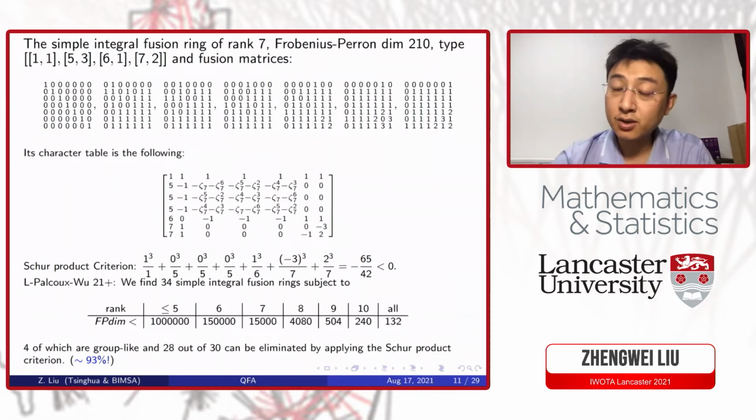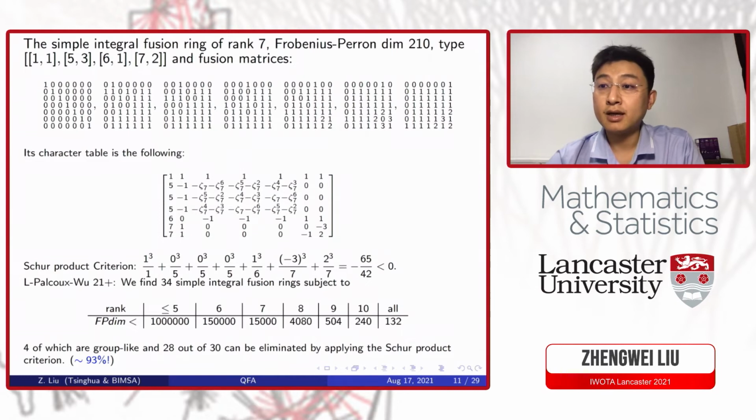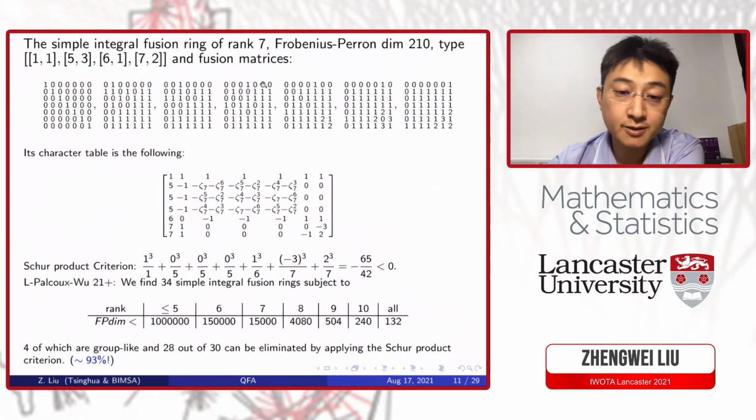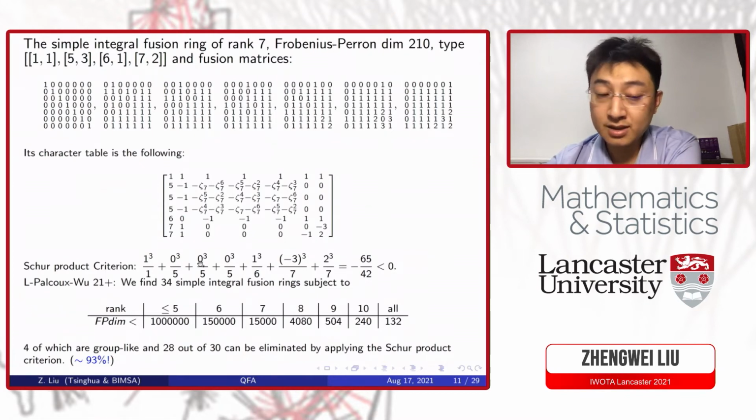And actually, this single example has been open for several years. It passed all previous known number theoretic obstructions, algebraic obstructions. And it has been challenging to solve those polynomial equations. But now we have a new way to get a new analytic obstruction to rule out this example from categorification. And actually, this is not the only example. Just from a classification result, we can get 34 of such kind of fusion rings subject to certain dimensions. It's actually pretty big. It could be like 1 million for the rank 5 case.